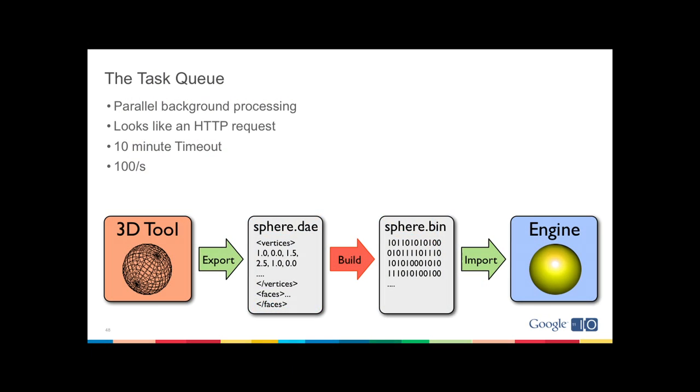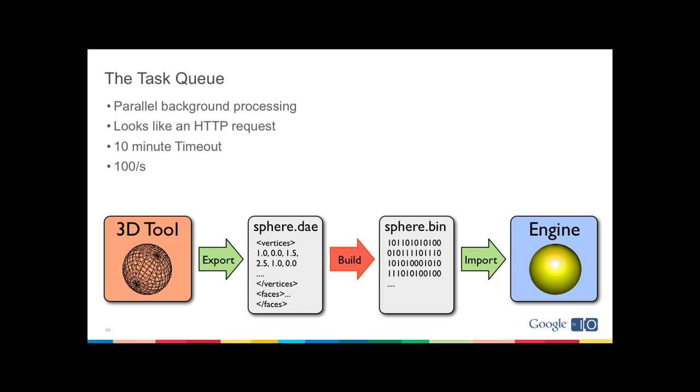All right, so the task queue. The task queue is a way to do parallel background processing in App Engine. Each task, as it's executing, looks to the system like an HTTP request, which is really nice because that means task queue tasks scale the same way that HTTP requests scale. And App Engine is great at handling a whole bunch of different HTTP requests. So for instance, your task can get distributed across instances and all that kind of stuff.